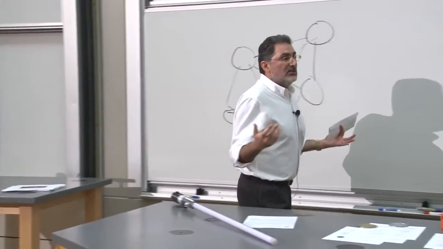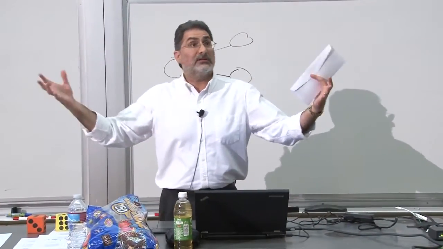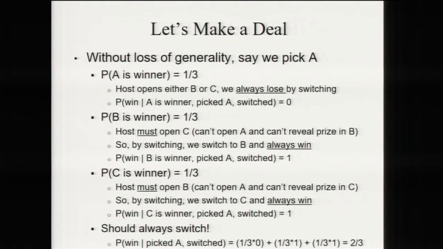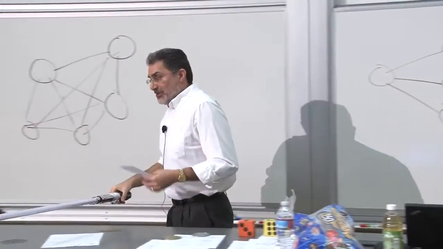And so now what we need to do is add up those 3 possibilities, because those are the 3 possible worlds that exist, given their probability. So there's a 1/3 chance A is the winner, and then if you switch, the probability of winning is 0. There's a 1/3 chance B is the winner, and if you switch, your probability of winning is 1. And there's a 1/3 chance C is the winner, and if you switch, your probability of winning is 1. We add those together, we get 2/3. So would you like to switch?